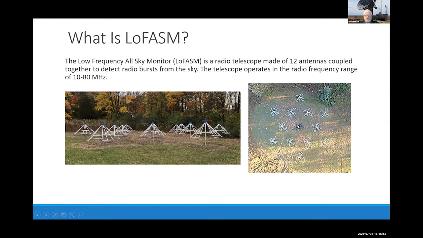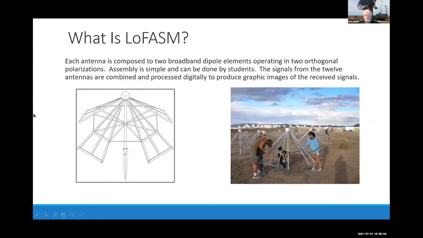It operates in the range of 10 to 80 megahertz. This system, when it's up and running, runs 24/7 and scans the sky. The intent is to detect fast radio bursts. And the idea, of course, of having multiple sites around the country is so that we can rule out local RFI events. The beam itself at 20 megahertz is about 20 degrees wide, pointed straight up.